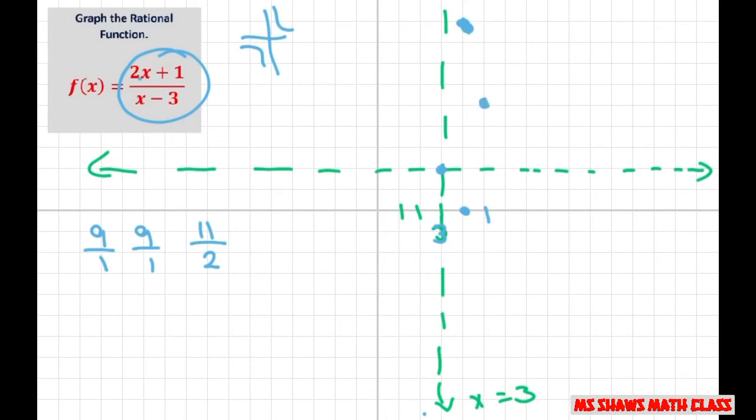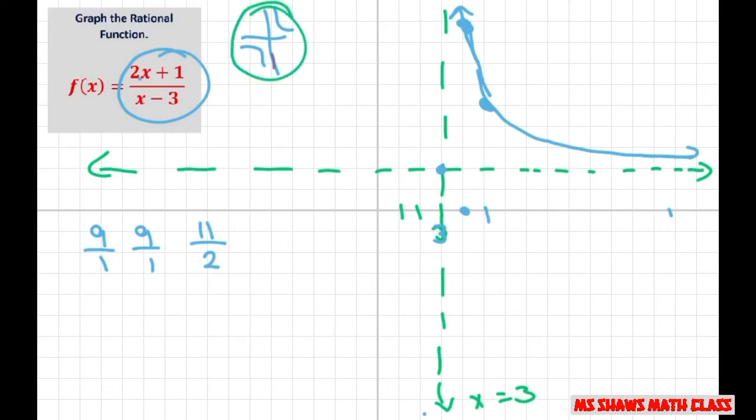So something like this. Now you can plug in another number, say down in here, and it's going to look like this. You just need to plug in about 3 numbers. But let your asymptotes guide you and the fact that you know what this looks like.